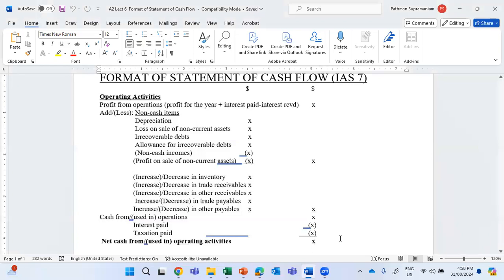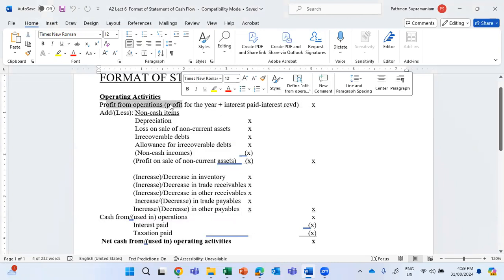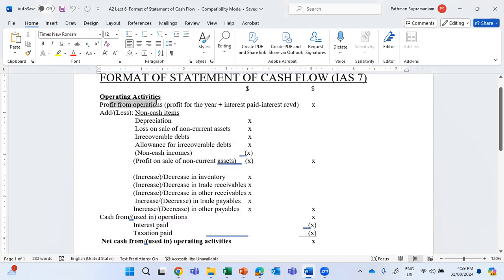But here, what we want to see is how much of that profit for the year is cash items. Which means we need to remove the non-cash items. We need to remove the accrual and prepayment. And we just want to see what's the cash profit. So that's why we start with profit from operation. Profit from operation is profit before deducting interest, before deducting finance costs. The reason why we start with profit from operation is because we have to show the interest expense out here.